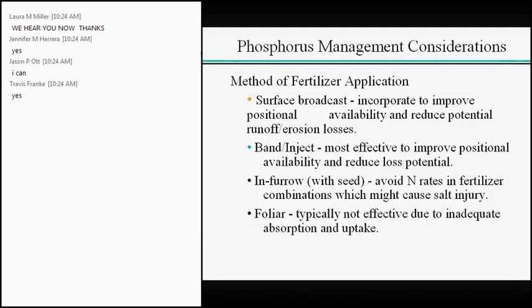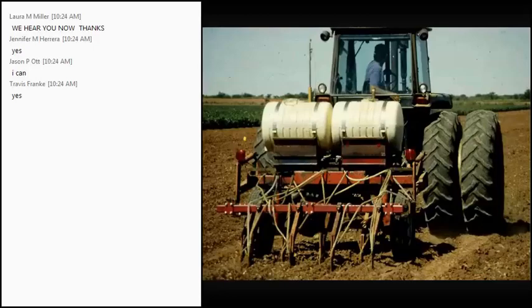In furrow with the seed, again, avoid that nitrogen rate of 10 pounds or more, and that's mainly because of salt injury that we have. Foliar application doesn't work. The plant really does not have the ability to take up phosphorus through the leaf. Make sure you get it on the soil. That's where it works best. Next slide. So get it incorporated or get it injected makes a big difference in what we actually see.